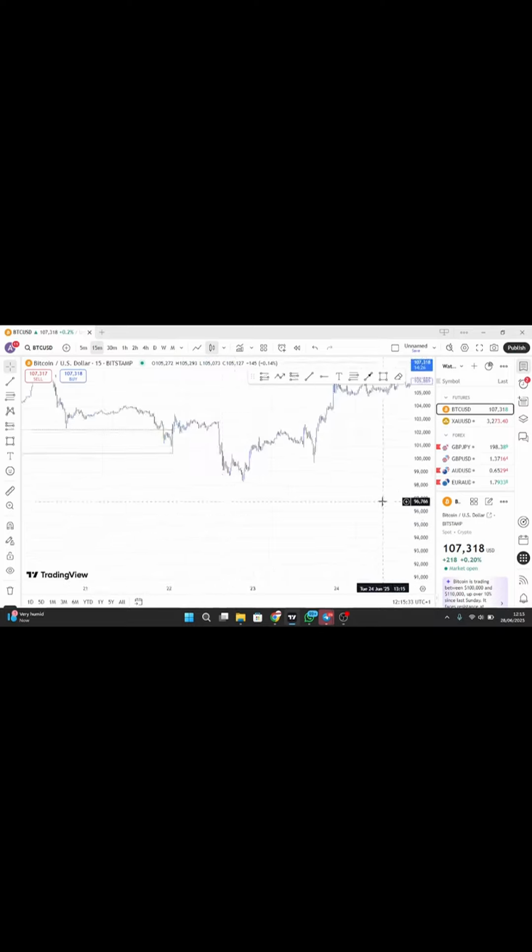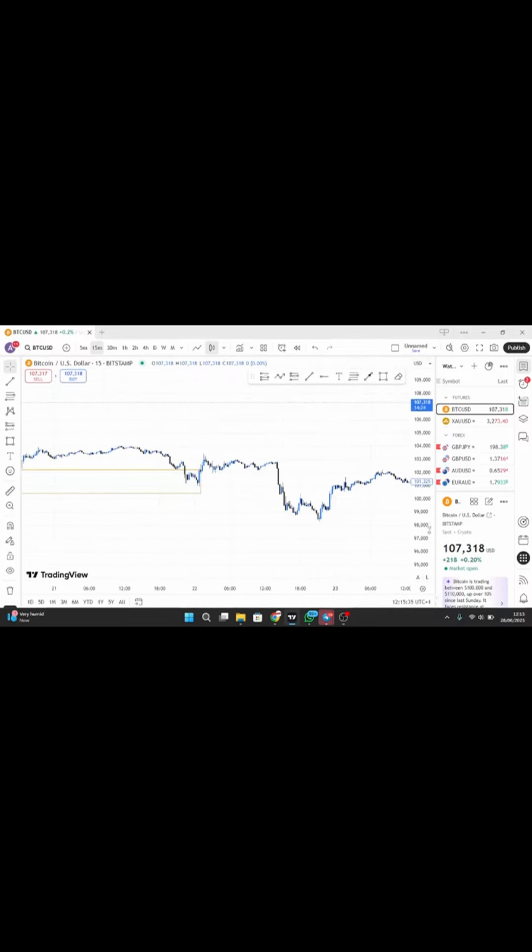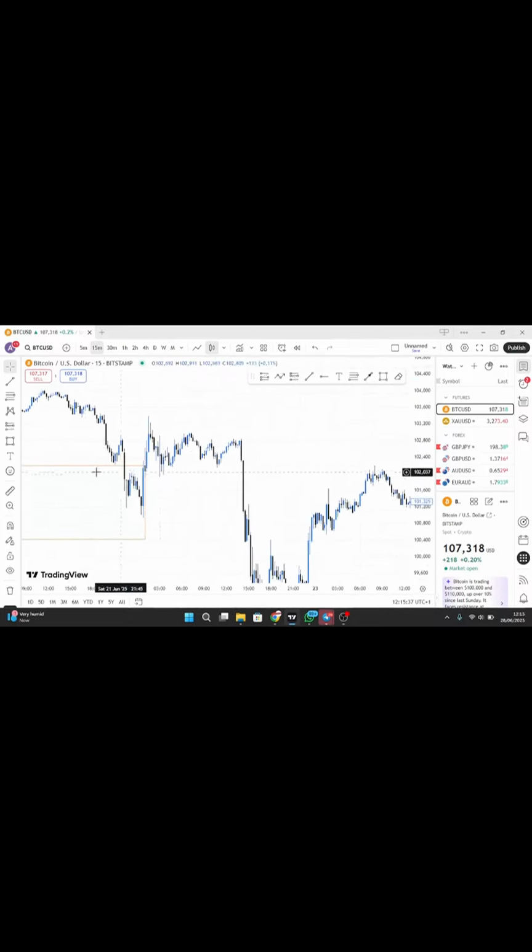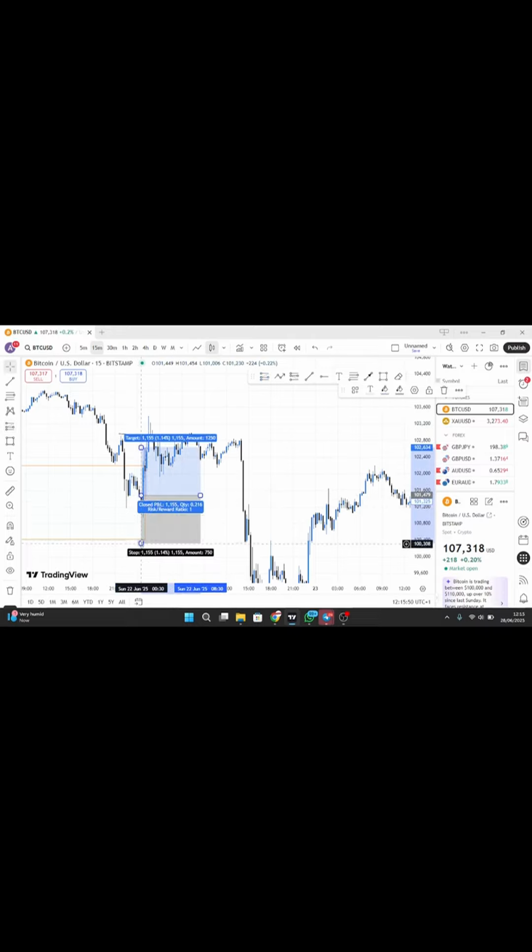Let me zoom in very well, so you can see here price entered the zone and gave me a market structure shift here, right? Market structure shift here. So I now entered from this order block for a buy, here, right? Something like this, targeting the highs.